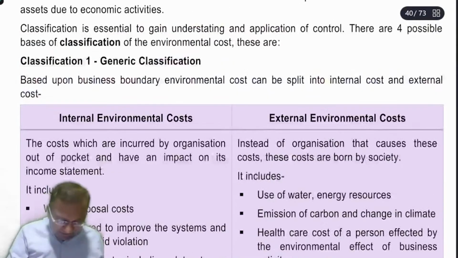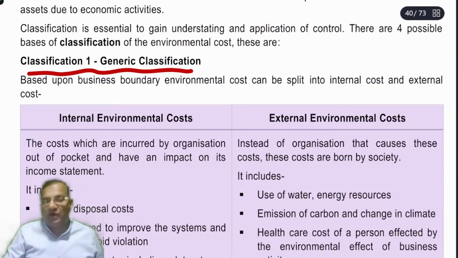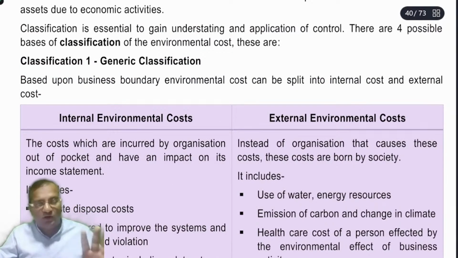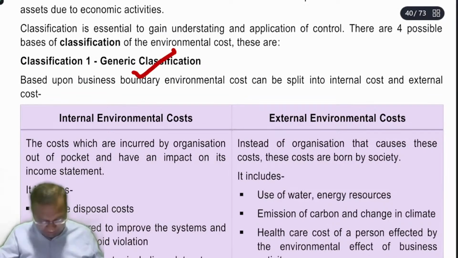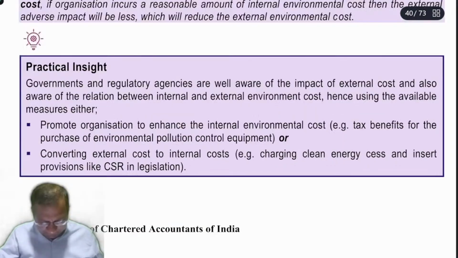So this is the generic classification of environmental cost. There are a total of 4 classifications of environmental cost. This is the first classification. Clear, beta? Second classification, you read.